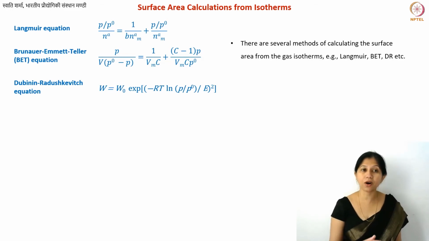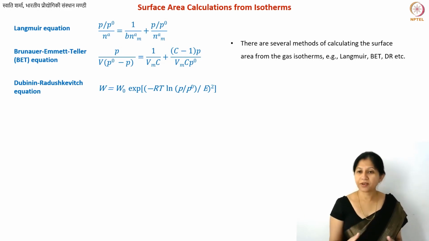Okay, and then you also have another. Actually, there are multiple methods of calculating surface area from the isotherms, and the other one is also Dubinin-Radushkevich. This is a method that is used for calculating often not just carbon materials, but also in the case of liquid adsorption isotherms, this method is commonly used.